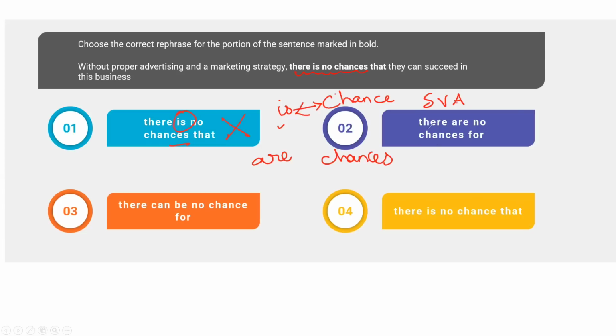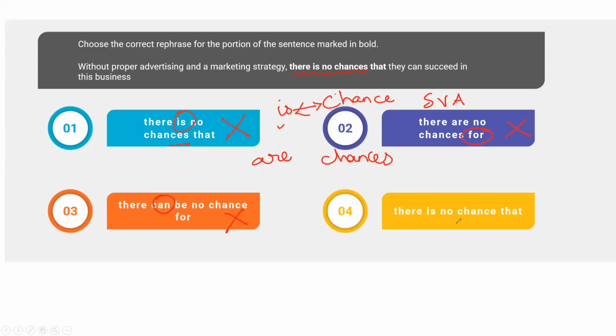Now the conjunction used here is "for", which is not appropriate for the given statement. However, subject-verb agreement is satisfied, but it's not appropriate. I mean, it's not having an appropriate conjunction. So I'll have to rule out option number 2 as well. Now there can be no chance, right? So now the modal verb is unnecessary here. So that's also ruled out.